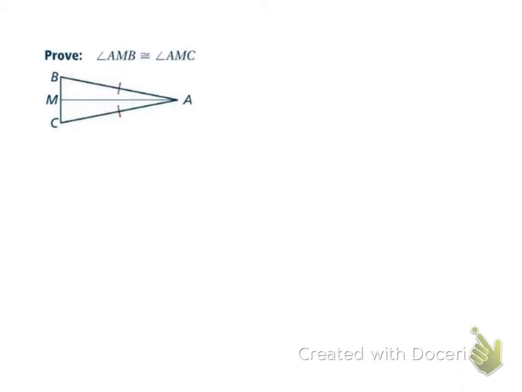So we're missing the given again. But we know what we want to get to. Our goal here is to show that angle AMB is congruent to angle AMC. That's the two angles at M. In the picture, it kind of looks like they're right angles, so maybe they're congruent. But we need to show that, because maybe it's off just a little bit in the picture.